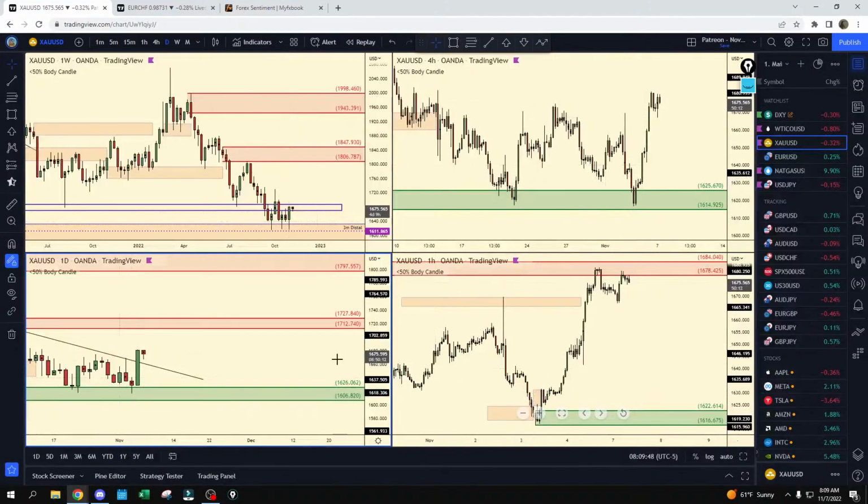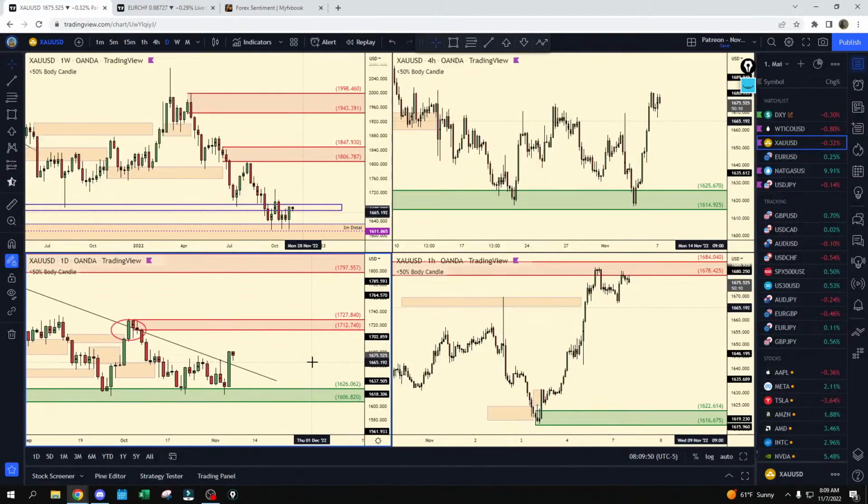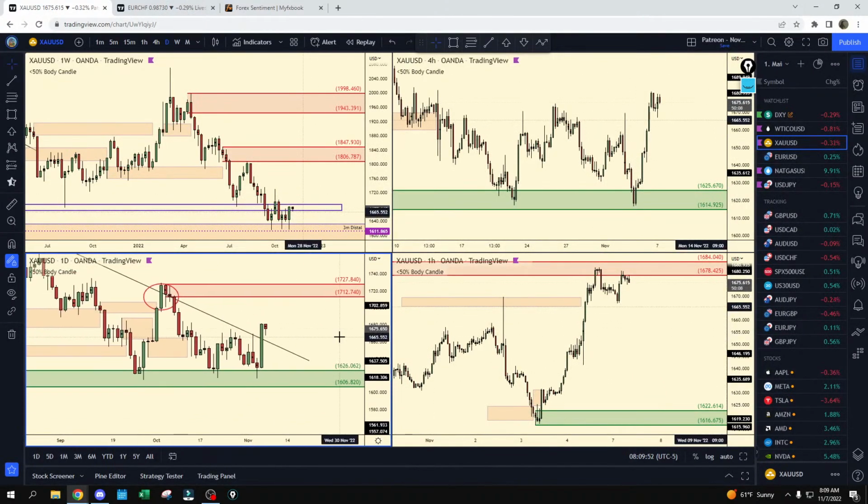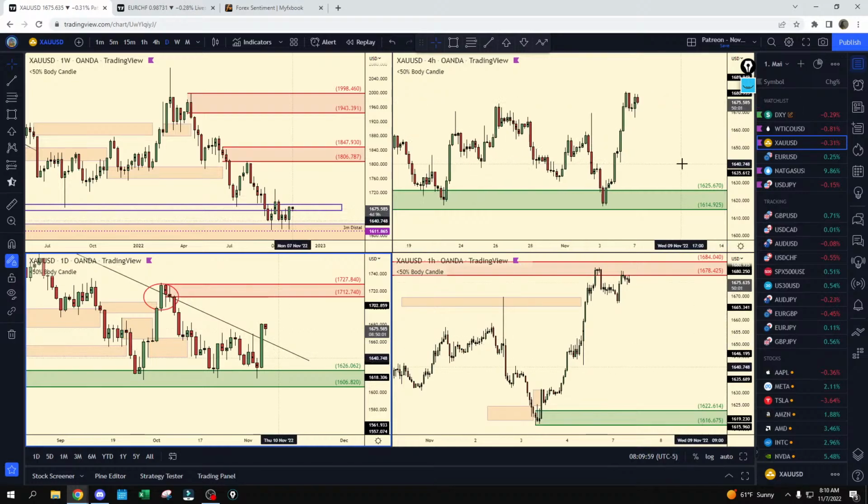I don't know what pairs you guys trade. Let me know in the comments down below what pairs you guys are trading. Do you guys trade multiple pairs for day trading, or do you usually stick to one? In my opinion, I don't really day trade. I'm more doing this for you guys.